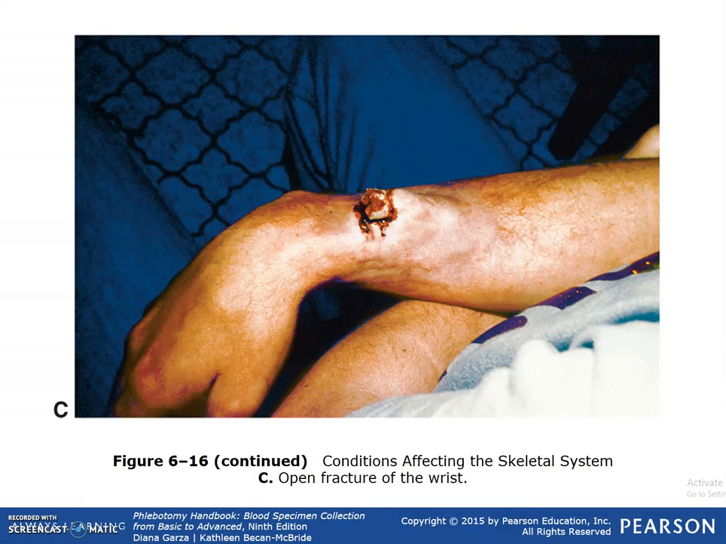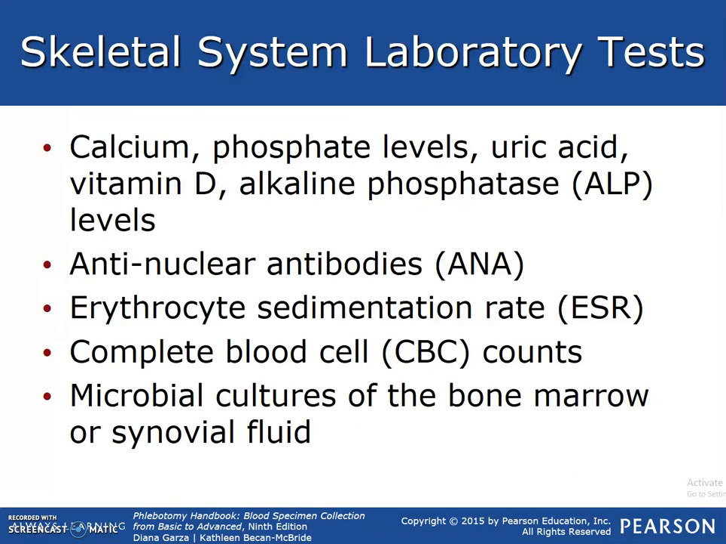This is an open fracture of the wrist, where you can see the bone sticking out of the skin. This is what's called an open fracture, which means the bone is clearly broken, as opposed to a closed fracture, where the bone might just be chipped.